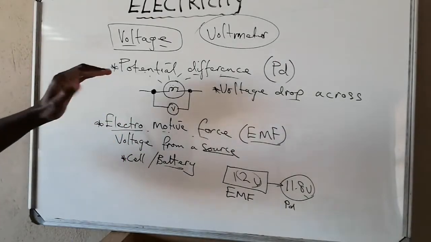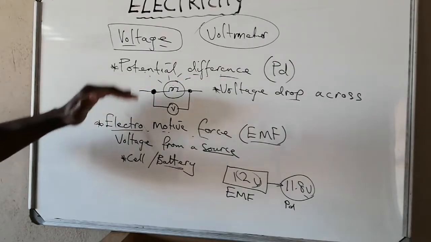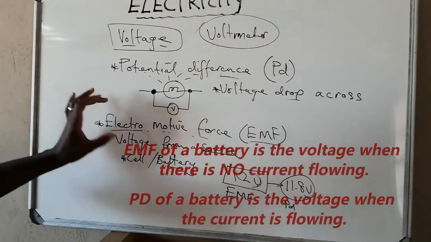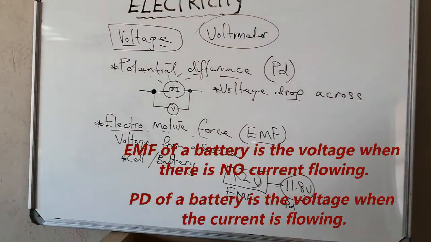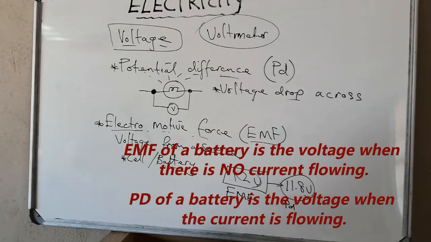But EMF cannot be found across components like resistors or light bulbs. Potential difference can only be found at light bulbs. We cannot find EMF at such. EMF is only found at the source. I hope that clears the idea. But all of these are in volts, so do not confuse these two.